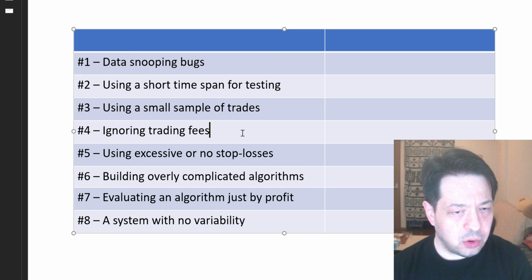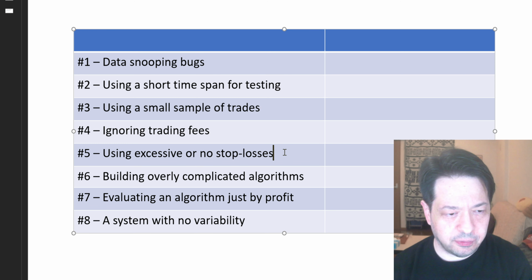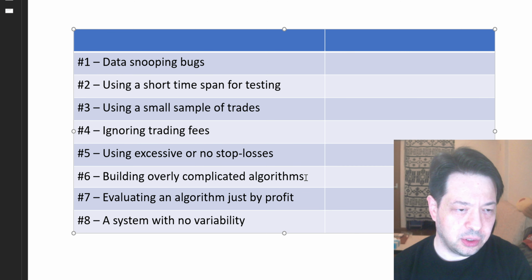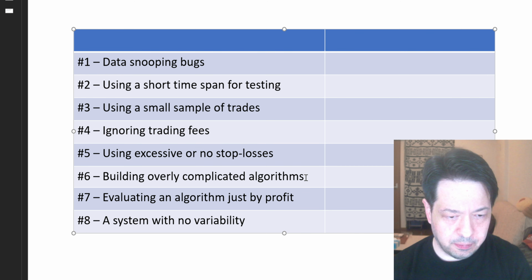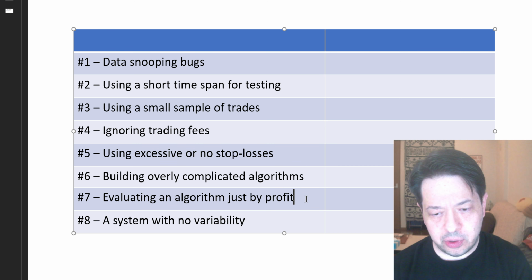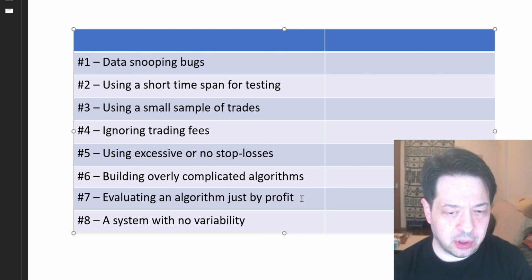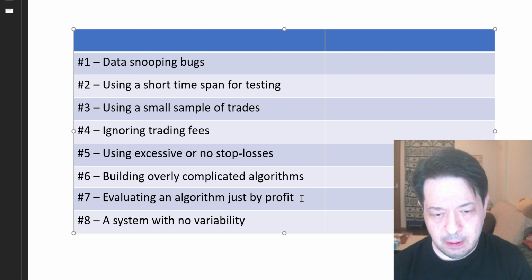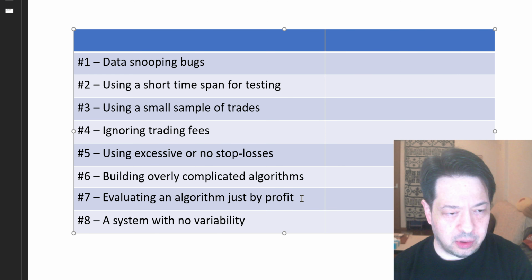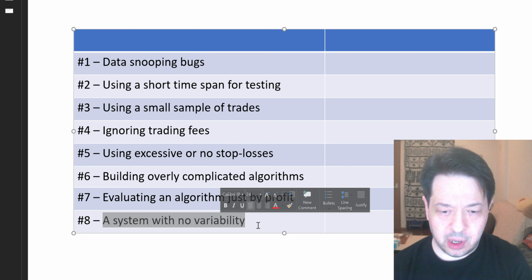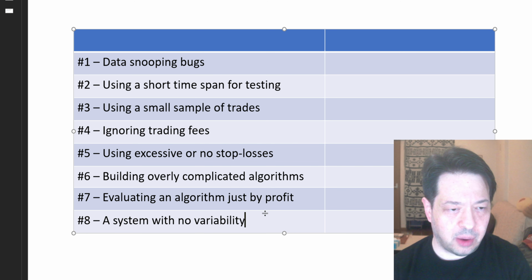And then ignoring trading fees or using excessive stop losses, building overly complicated algorithms because it can lead to overfitting, and evaluating an algorithm just by profit or by some other very simple metrics that don't take into account issues like volatility of profit, and then building a system with no variability, so one that is only built on a set of indicators, set of parameters, and then to be used pretty much forever.